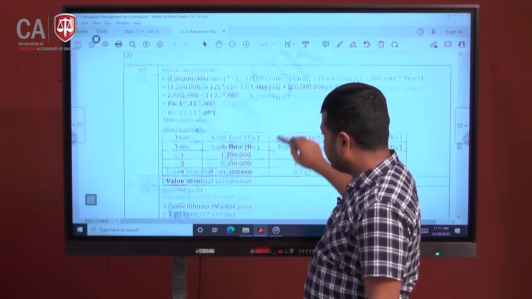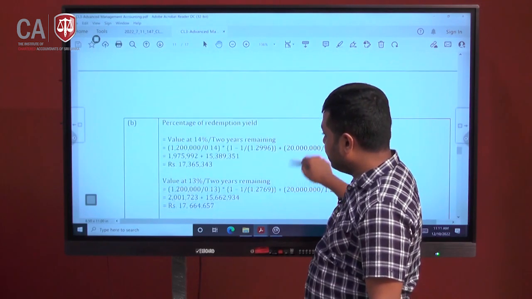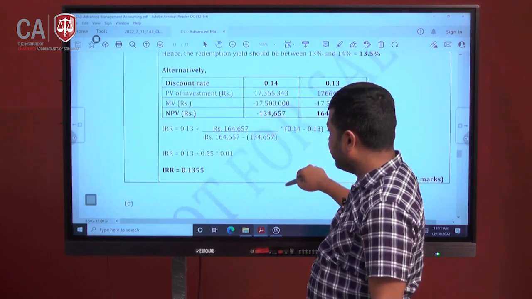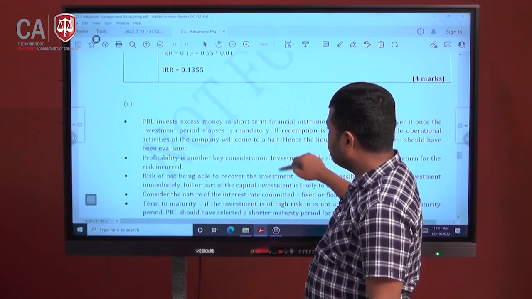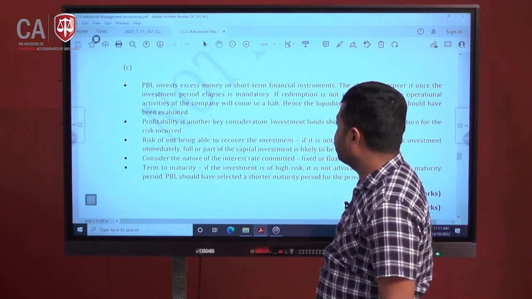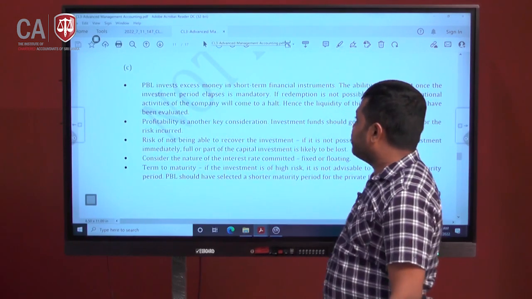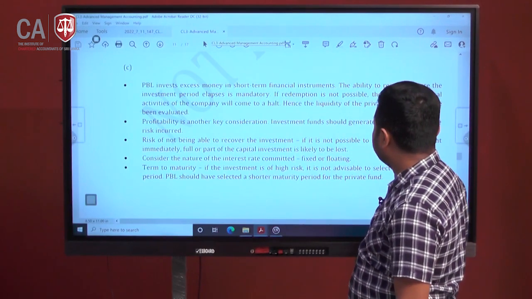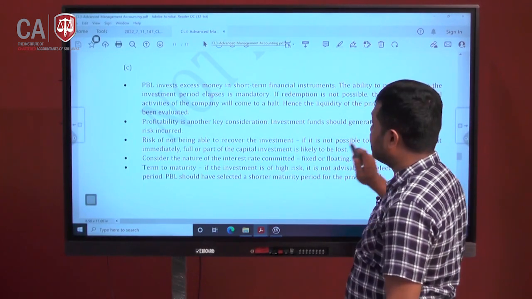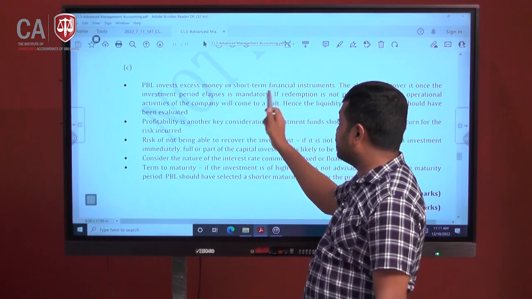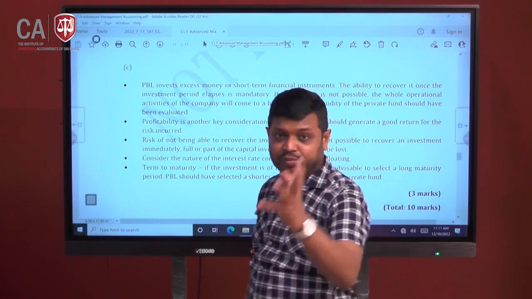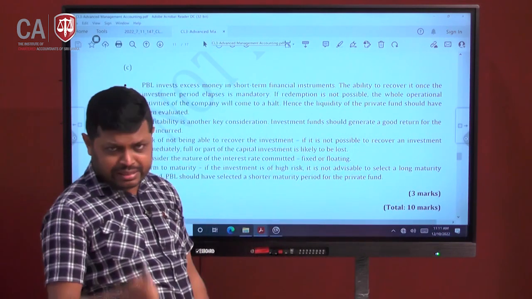Okay. We have done this one. This is the computation we have already done. PBL invests excess money in short-term financial instruments. The ability to recover it once the investment period elapses is mandatory. That is, the liquidity of the fund is mandatory. That is a key consideration.